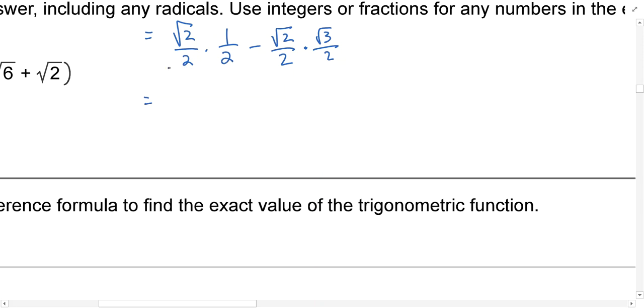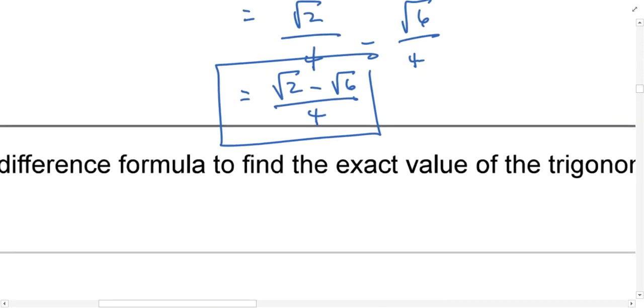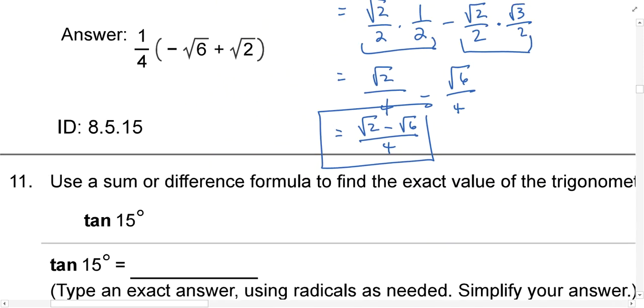We can multiply these groups. Within this first group, we get radical 2 over 4. In the second group, we get radical 6 over 4. And since these two fractions have a common denominator, we can subtract them: radical 2 minus radical 6, divided by 4. Now that's the answer that I would provide, and I would venture to say that by entering that into Math Excel, it will accept that as a result.